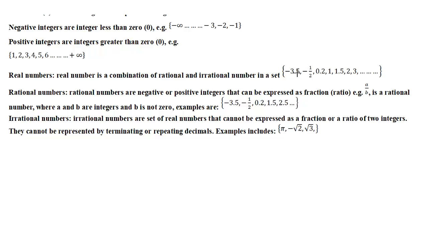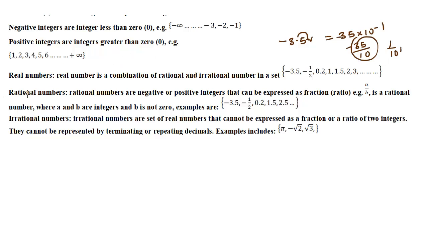You can see this is -3.5. This is a fractional number because -3.5, if I move the decimal point here, can be written as -35 times 10 raised to the power -1. That will give us -35/10, because 10 raised to the power -1 is 1/10 raised to the power 1. So this is a rational number. Then we have -1/2 and so on like that.